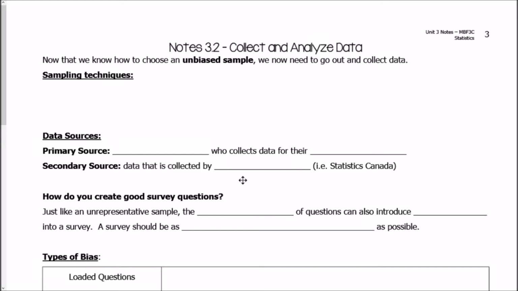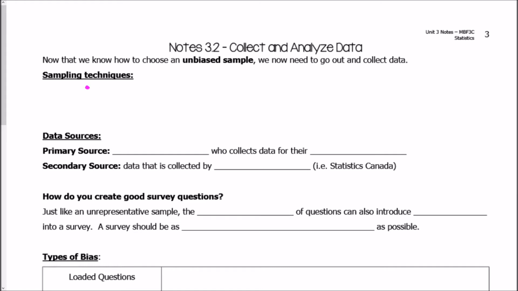All right, notes 3.2 on collecting and analyzing data. So now that we know how to choose an unbiased sample, we now need to go out and actually collect that data. So sampling techniques, let's just do a reminder of some of the sampling techniques that we talked about.